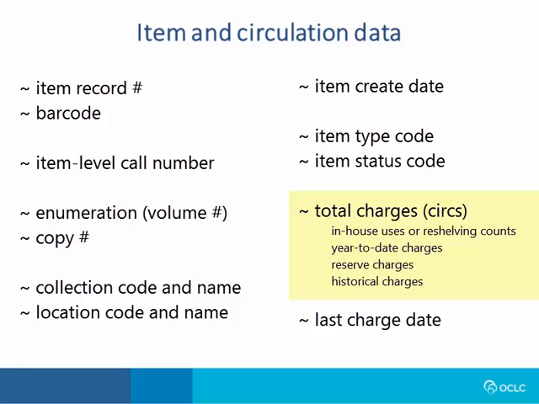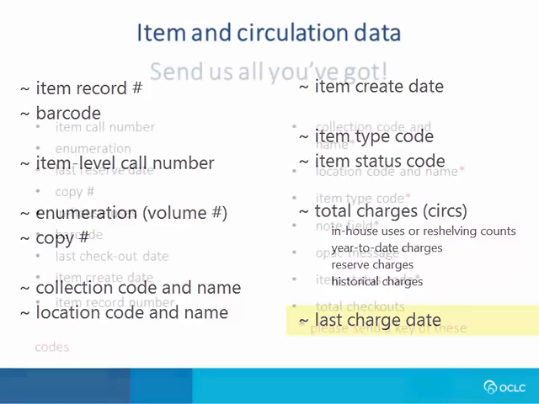In addition to the number of charges, we also want the last charge date to the extent that it's available. Here again, SCS will make use of data from multiple sources if necessary. Keep in mind that for SCS to take advantage of secondary or supplemental files of transaction information, an item record number or barcode must be associated with each line of data.